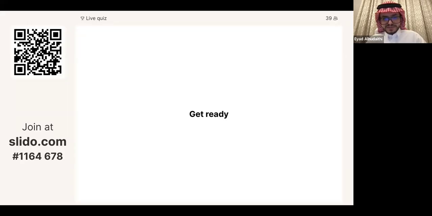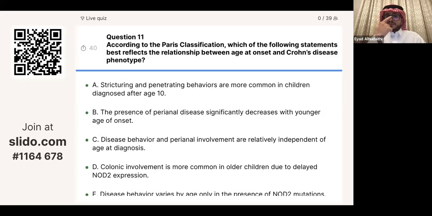So the next one: according to the Paris classification, which of the following statements best reflects the relation between age at onset and Crohn's disease phenotype? Structuring and penetrating behavior are more common in children diagnosed after age 10. The presence of perianal disease significantly decreases with younger age of onset. Disease behavior and perianal involvement are relatively independent of age at diagnosis. Colonic involvement is more common in older children due to delayed NOD2 expression. Disease behavior varies by age only in the presence of NOD2 mutation.